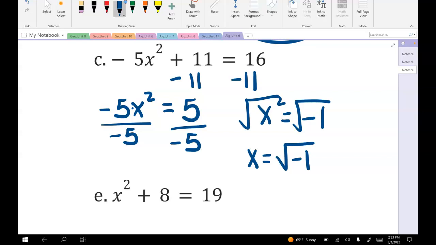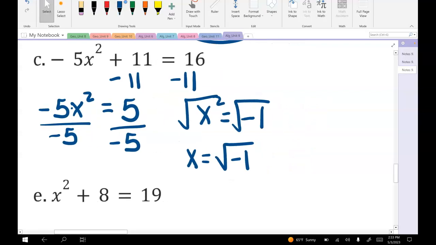If you were to try to take the square root of a negative number on your calculator or on your phone, you would get an error message. You cannot take the square root of a negative number, because there's no way that we can multiply two exact same numbers together to get negative 1. Because 1 times 1 is 1, negative 1 times negative 1 is also 1.